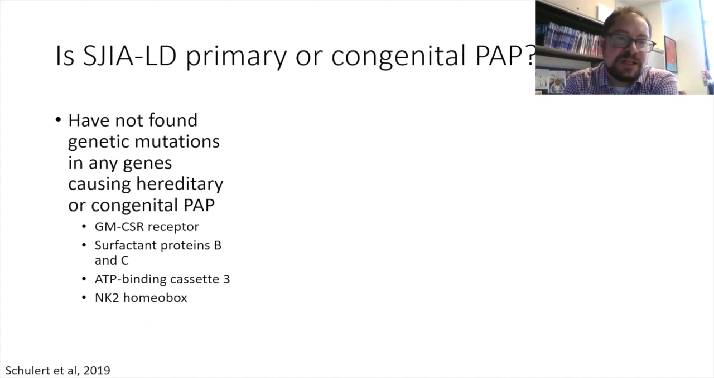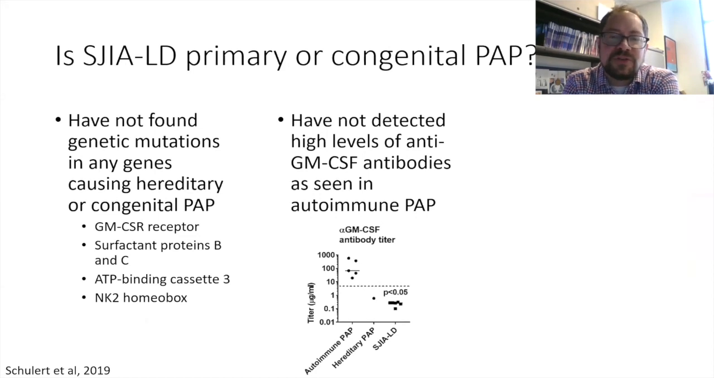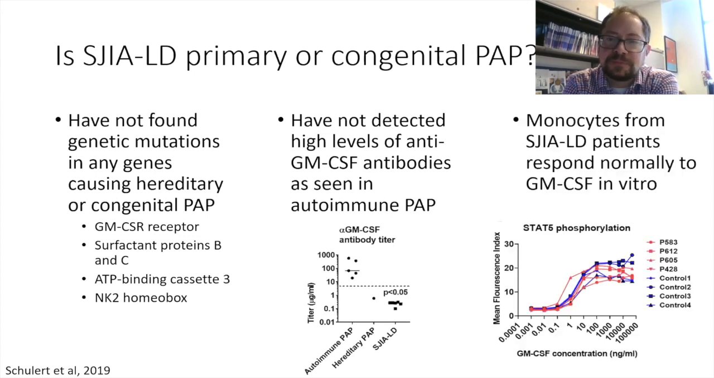We've not been able to find mutations in genes associated with hereditary or congenital PAP. We've also not been able to detect any autoantibodies against GM-CSF as seen in patients with autoimmune PAP. We then looked to see, are there functional problems in the response of monocytes in these children to GM-CSF, in case it's caused by something we don't know how to test yet? And the answer is really no. They respond indistinguishably from controls to GM-CSF signaling.